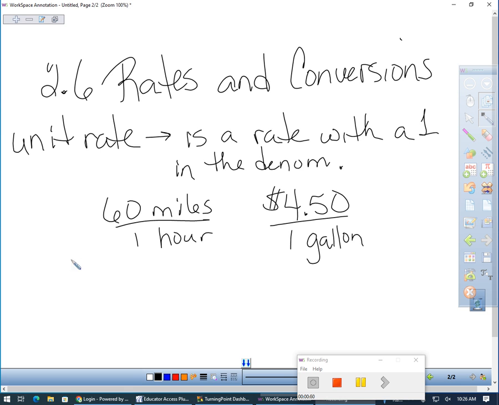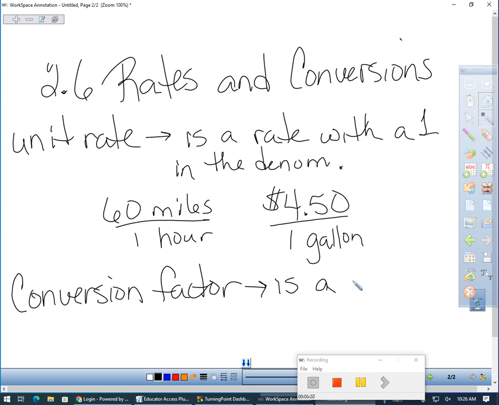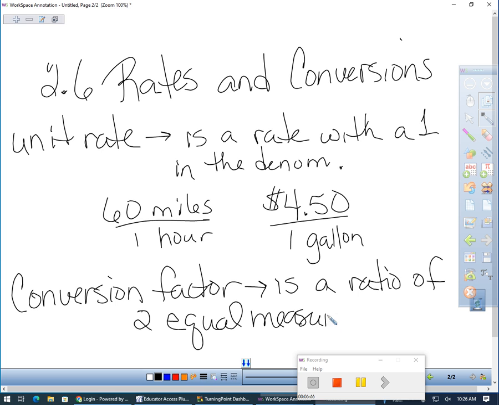Second word I want to talk about today is conversion factor. All right, a conversion factor is a ratio of two equal measures with different labels.